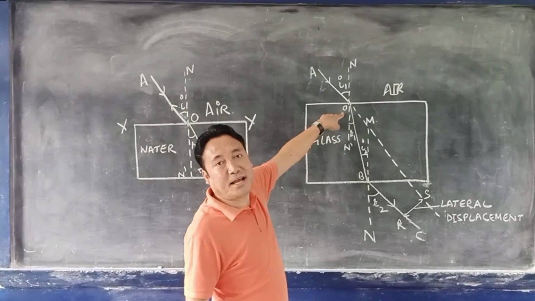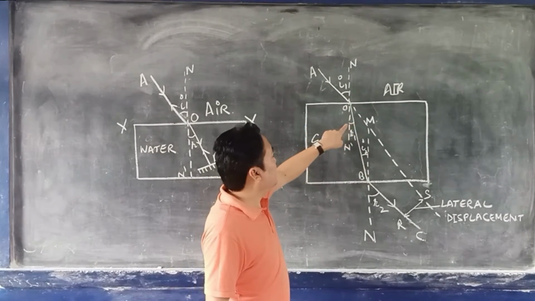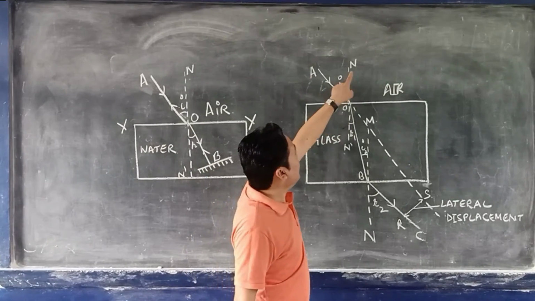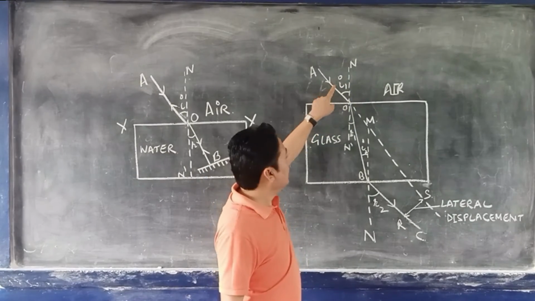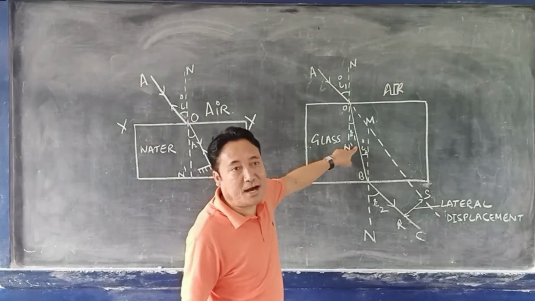Now the light has to pass from air to glass. So when it enters inside the glass, the ray of light gets bent towards the normal. Okay. So AON is the angle of incidence I1. Then BON is the angle of refraction R1.